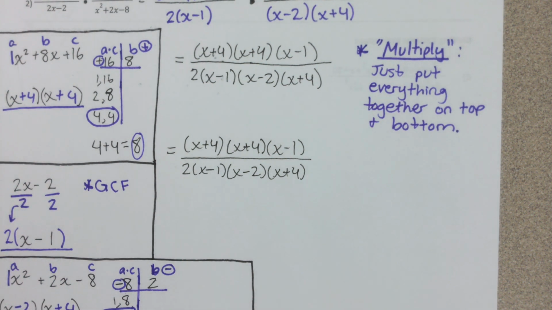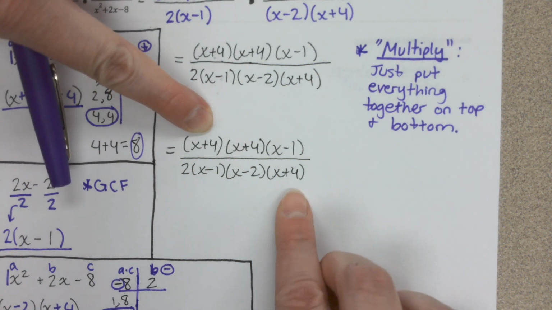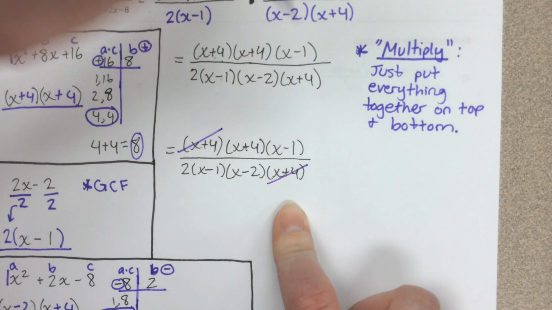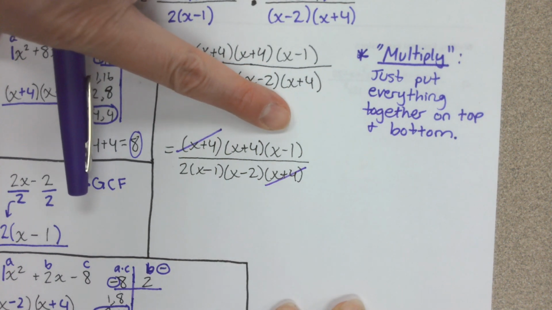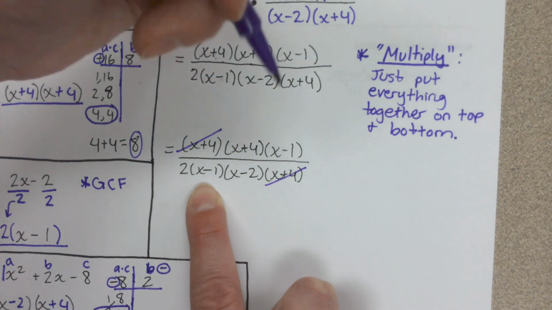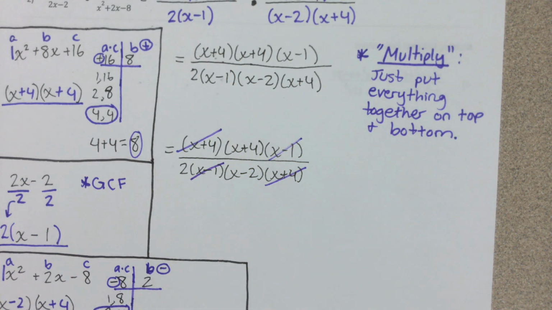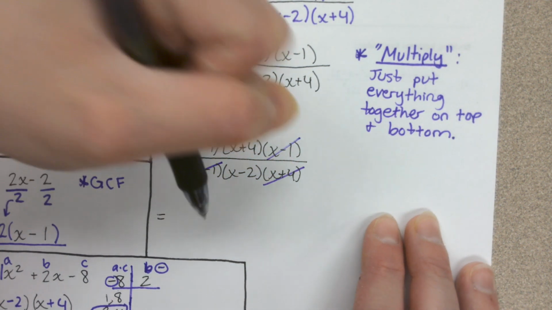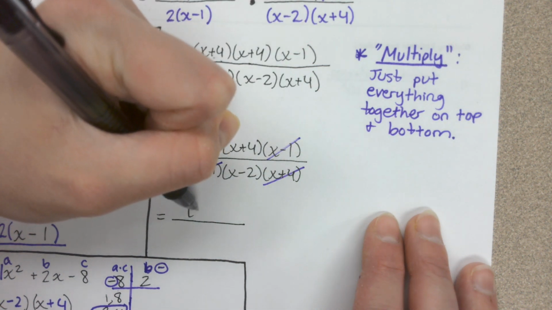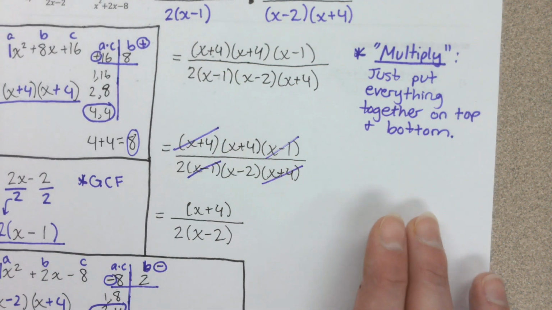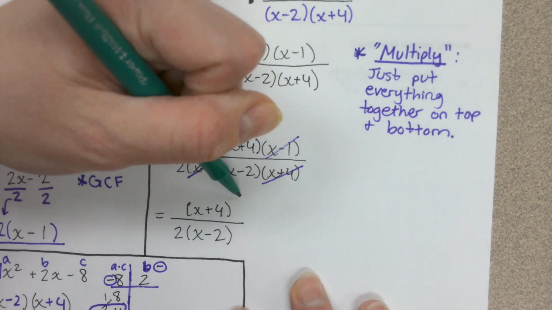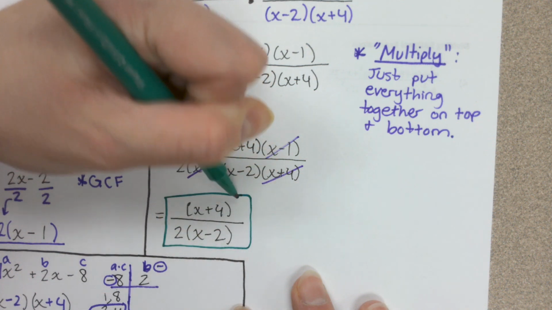And now the fun part, canceling everything out, making this look like a smaller fraction. I'm just going to go across the top. X plus 4 on top, and we do have 1 on bottom, so those will cancel. X plus 4 on top, I don't have another 1 to cancel, so that will stay. X minus 1 on top, x minus 1 on bottom, those do cancel. Everything left there is my answer. On the top, we just have x plus 4 in parentheses. And on the bottom, we have 2 times x minus 2. There's our answer.